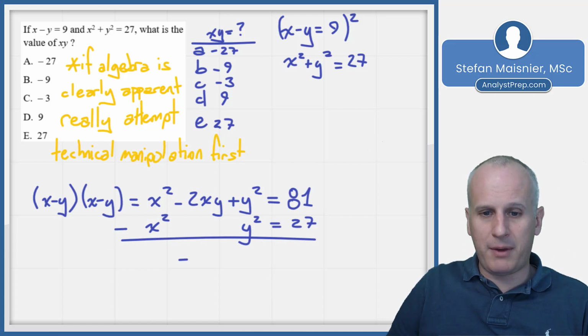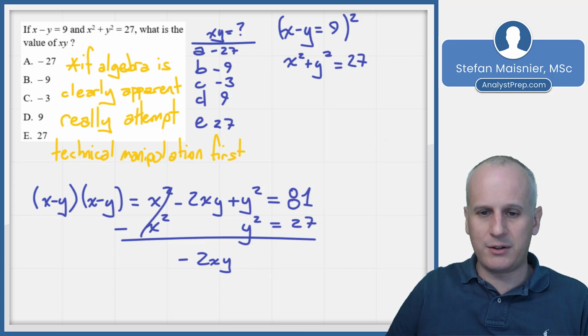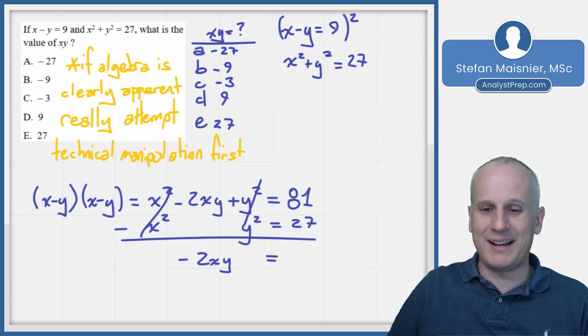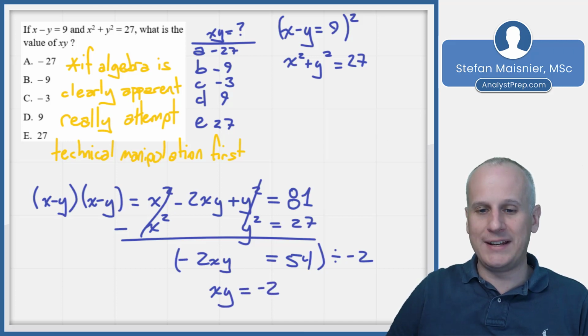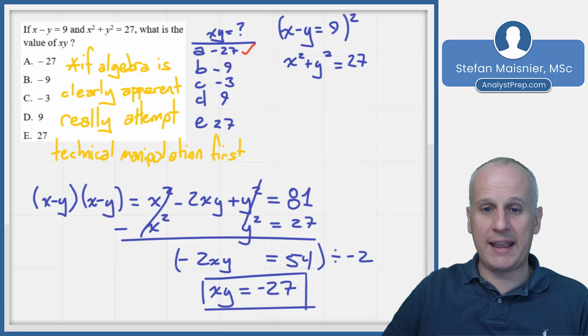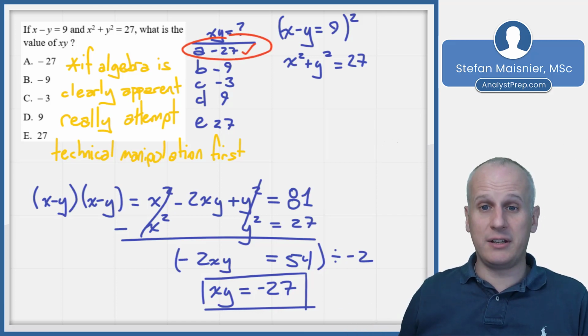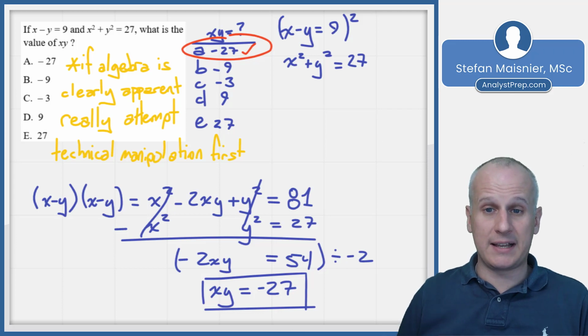So we keep our minus 2xy, but our x squareds go away, our y squareds go away. And 81 minus 27, 81 minus 20 is 61, 61 minus 7 is 54. So then we're trying to solve for xy, not the individual values. So we divide by negative 2 to solve for the exactly sought value to see that xy is equal to negative 27. And our answer is A through an entirely technical manipulation by recognizing the common quadratic and applying what we know of systems of equations.